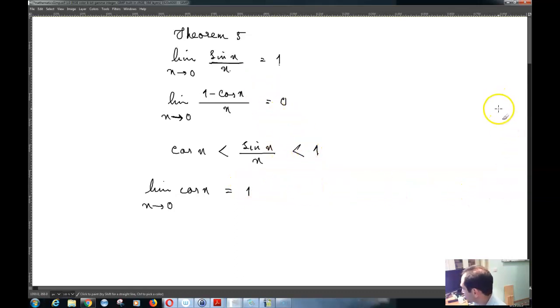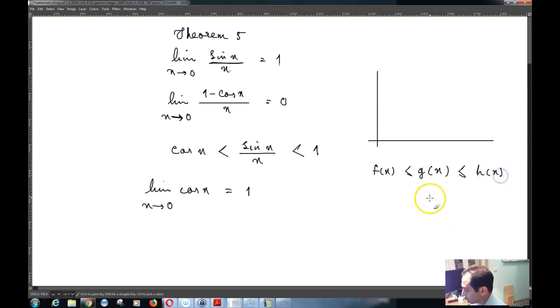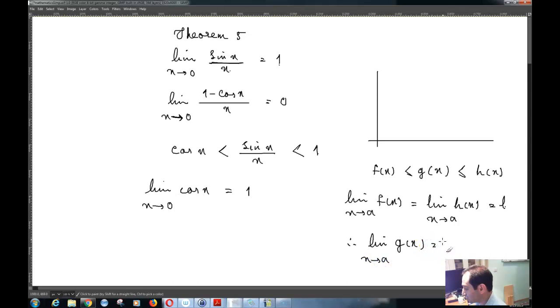In the sandwich theorem, we said that if we had three functions, f of x is less than or equal to g of x is less than or equal to h of x, and if the limit of f of x as x tends to a is equal to the limit of h of x as x tends to a is equal to L, then since g is sandwiched between the two of these functions, you can conclude that the limit of g of x as x tends to a is equal to L.